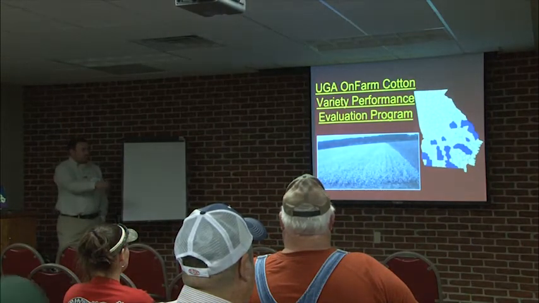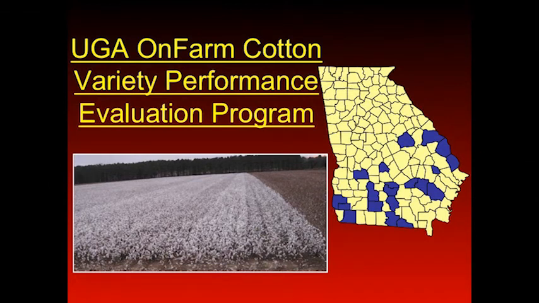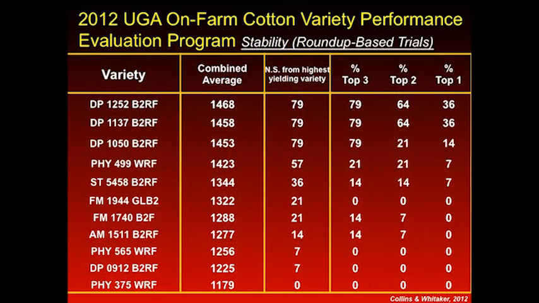This just illustrates the geography that we capture in this on-farm variety testing program. Many of you may have either been a participant in these trials or have one very close to you. The varieties that we included in our Roundup-based trials this year, there were 11 of those. What I have displayed here is that these varieties are ranked in descending order based on the combined average over all 14 locations that you see there.